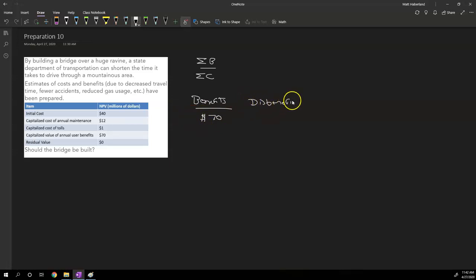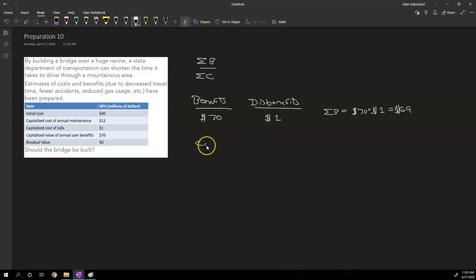Disbenefits. So these are not incurred by the sponsor of the project, the initiator of the project. They're basically negative benefits, things that the users of the project have to pay. And in that case, we have the capitalized cost of the tolls. So we've got $1 million in disbenefits. In order to get the sum of the benefits, we take the sum of all the benefits that we have. We might have more than one. We might have multiple disbenefits. We sum all the benefits up and we subtract all the disbenefits. So in this case, 70 minus 1 is $69 million.